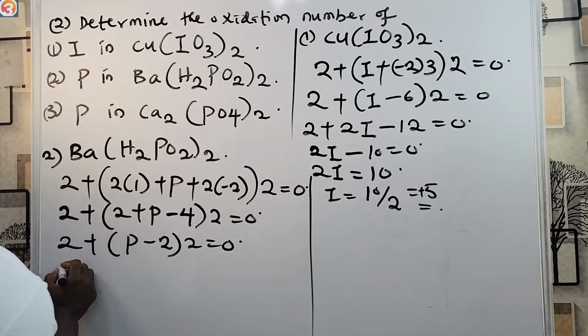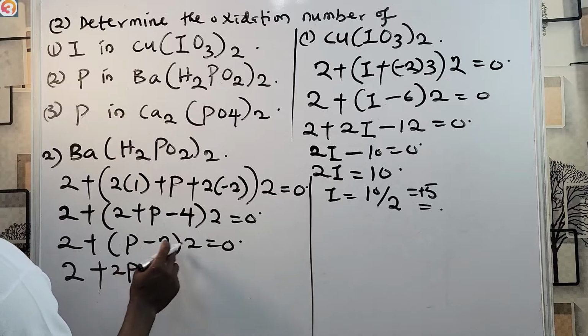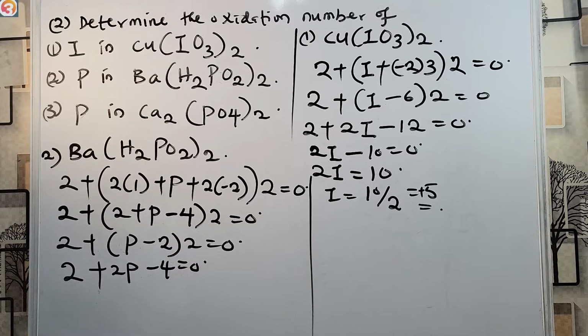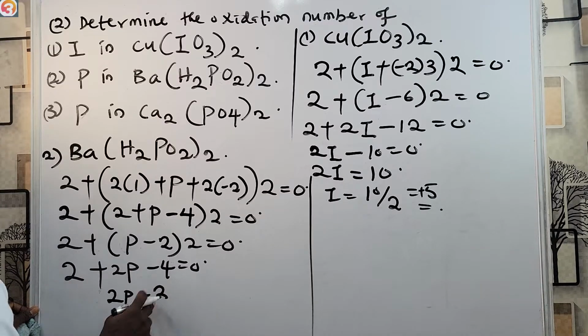Open this bracket now. I'm going to have 2 plus 2 times P is 2P. 2 times minus 2 is minus 4. It's equal to 0. All right. So 2 minus 4 is minus 2 again. So I'm going to have 2P minus 2. 2 minus 4 is minus 2. It's equal to 0.